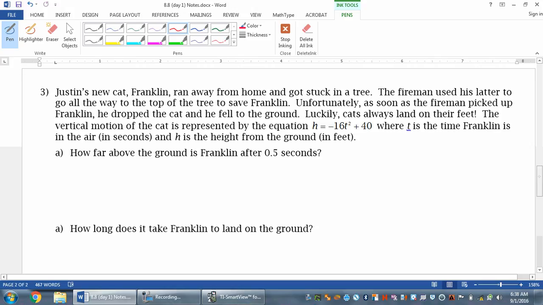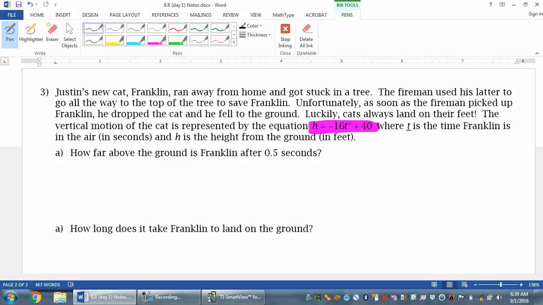Number 3. Justin's new cat Franklin ran away from home and got stuck in a tree. The fireman used his ladder to go all the way to the top of the tree to save Franklin. Unfortunately, as soon as the fireman picked up Franklin, he dropped the cat and he fell to the ground. Luckily, cats always land on their feet. The vertical motion of the cat is represented by this equation. Go ahead and circle that. Where t is the time Franklin is in the air in seconds, and h is the height from the ground in feet.